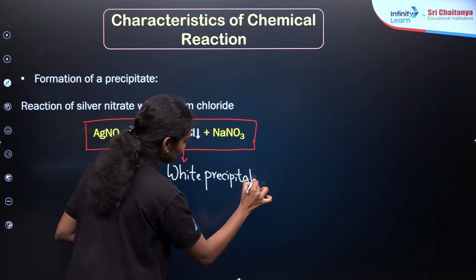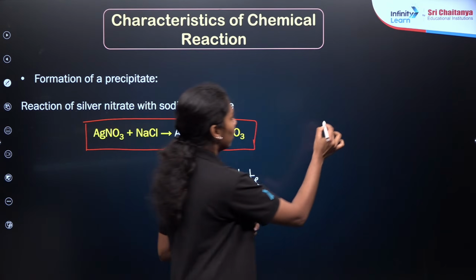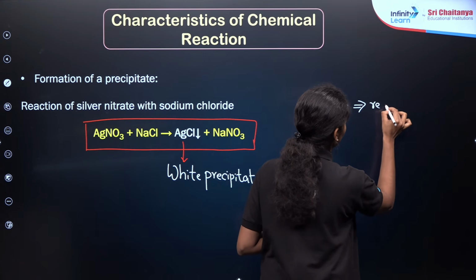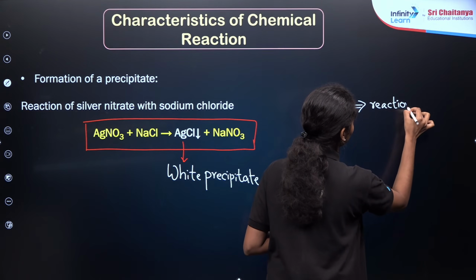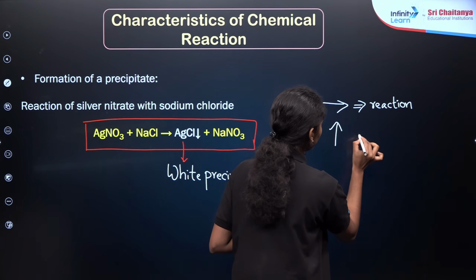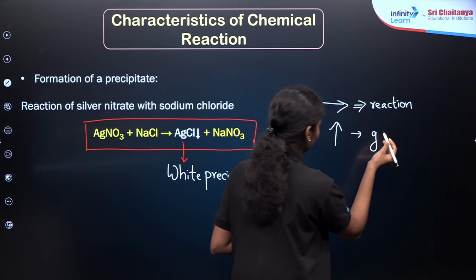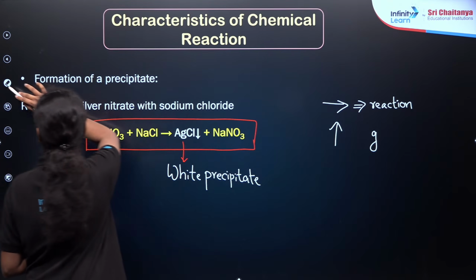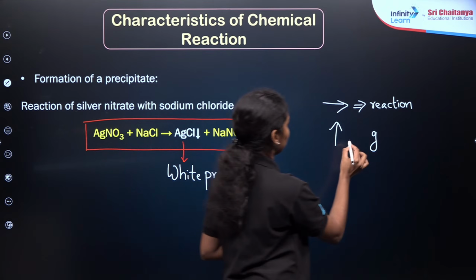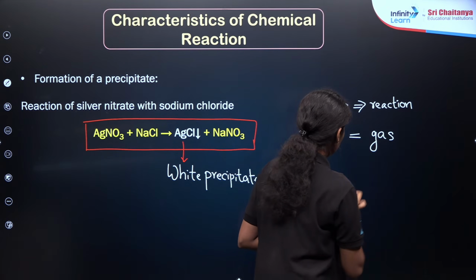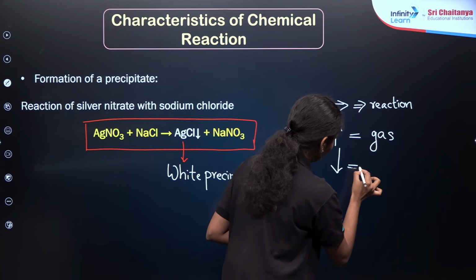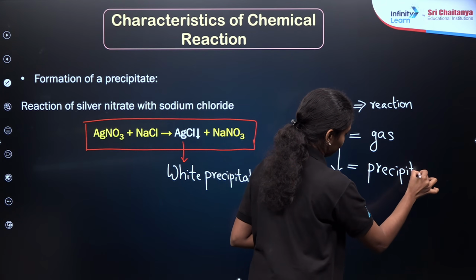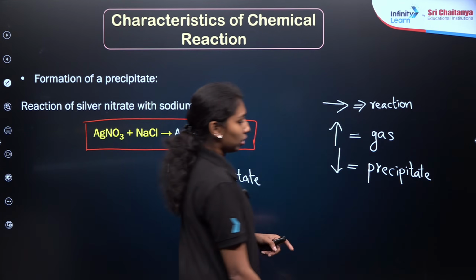So in chemical equations, there will be different meanings for different arrows, right? This arrow corresponds to the reaction direction, right? Then this arrow represents that gas is evolved here. Then if the arrow is down, you can note it as a precipitate. Clear?